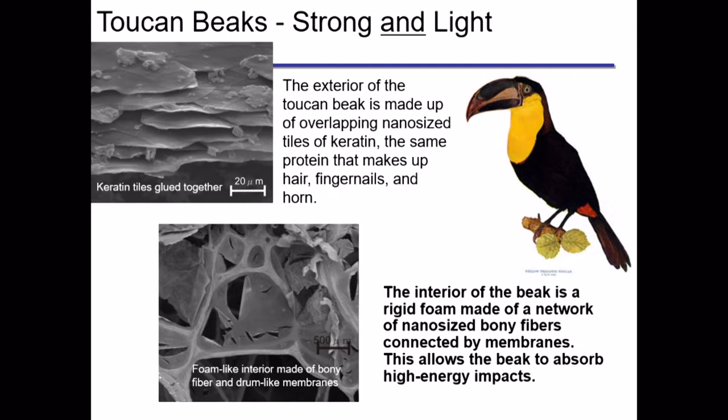It is mainly made of the polymer keratin, but the exterior of the keratin is very, very strong. The interior is membrane-like, and it has almost nano-sized bony fibers. So whatever pressure the toucan's beak puts onto the wood is very much absorbed by the nanofibers, and there will be no problem for the neck or nose of that toucan's beak.